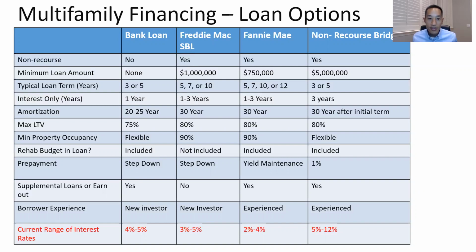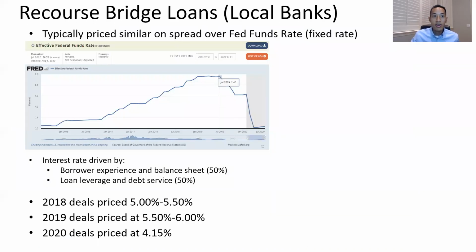So let's jump in. We're going to look at the factors that determine where you fall within that range. Let's start with recourse bank loans or recourse bridge loans. These are going to come from local banks, and they are priced over the federal funds rate. If you look at this chart, the federal funds rate topped out at about 2.5% back in 2019, and then it dropped. They dropped it all the way down to about 1.5% at the beginning of 2020. And then once COVID hit, it dropped to essentially zero.